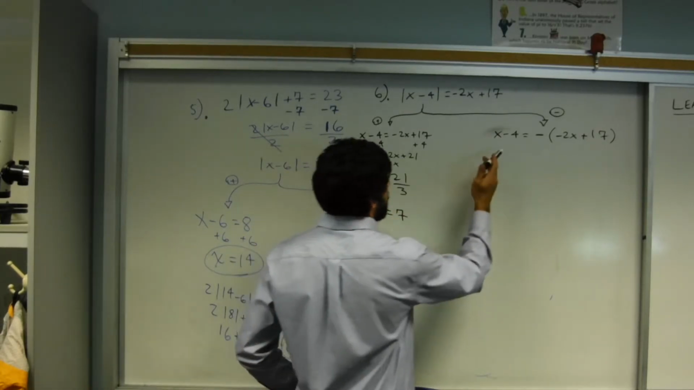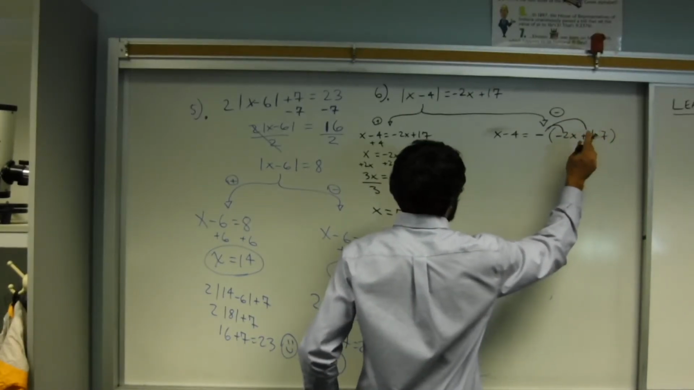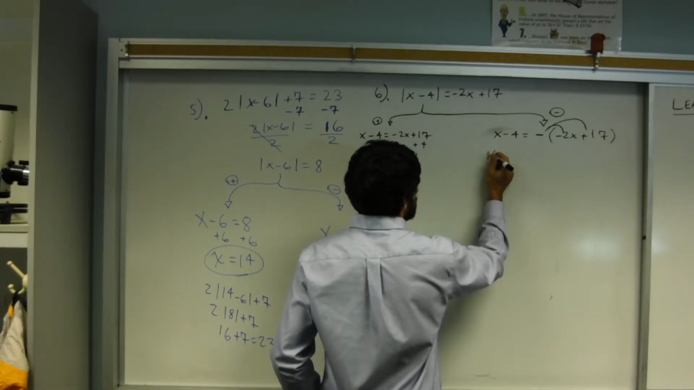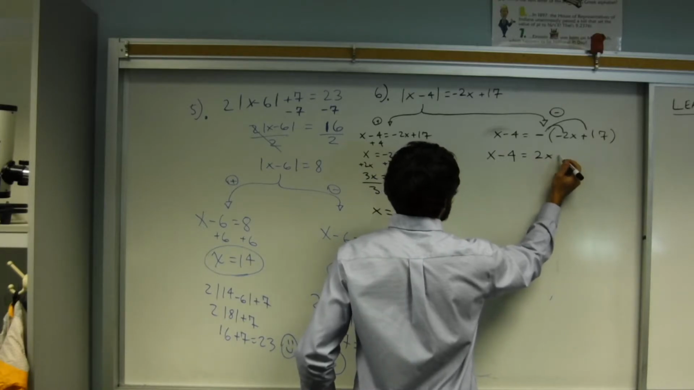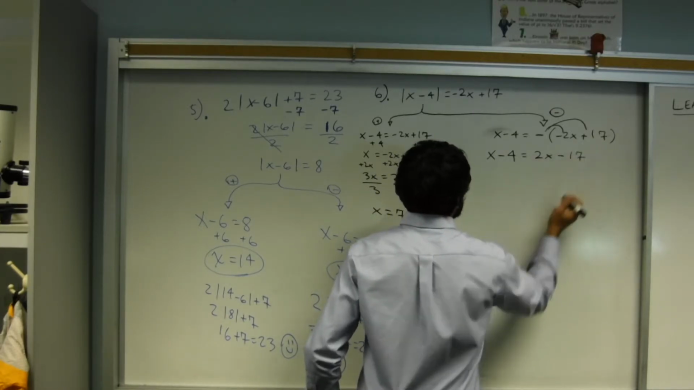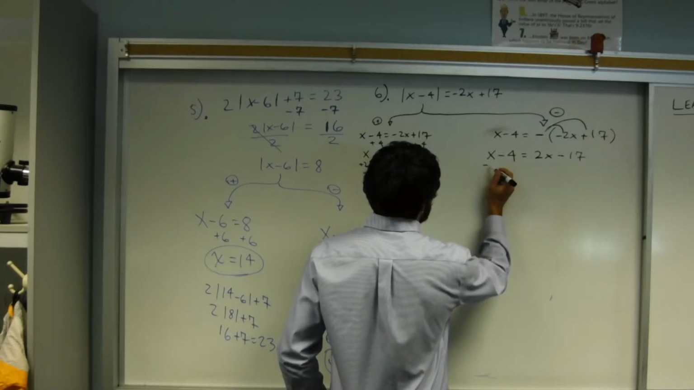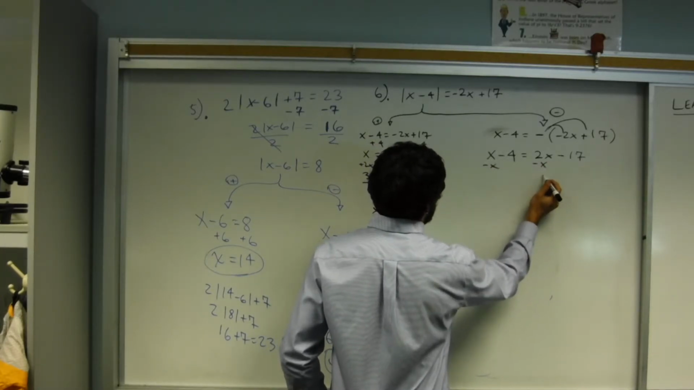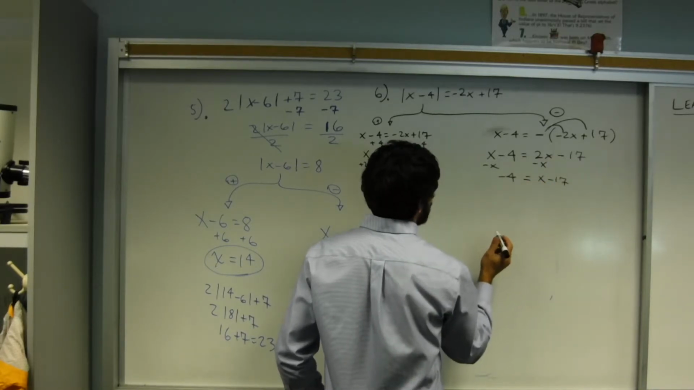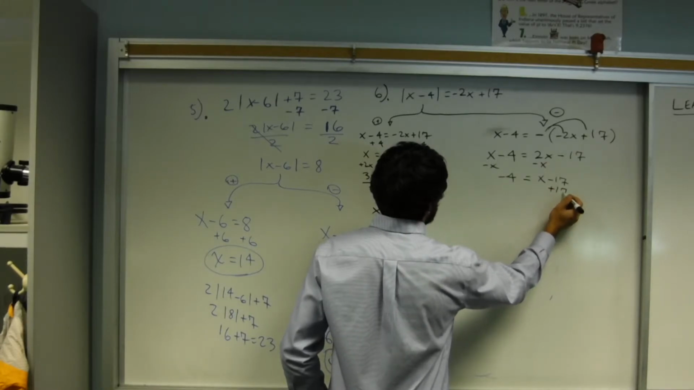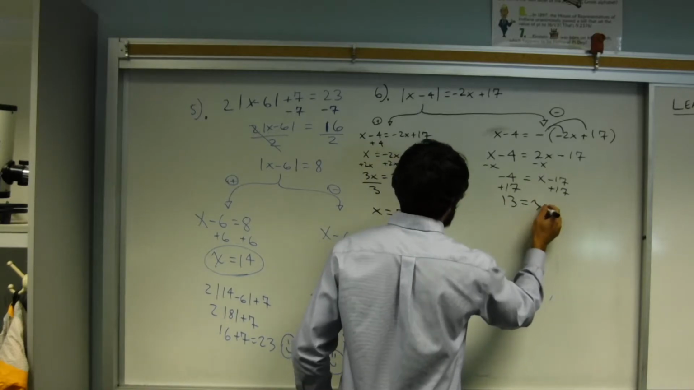Now we're going to look at this one. Our first step is we need to distribute this negative sign to both terms. So we're going to get x minus 4 is equal to positive 2x minus 17. And then once again, if I subtract x from each side, we get x minus 17 is equal to negative 4. And then if I add 17 to each side, I'm going to get 13 is equal to x.